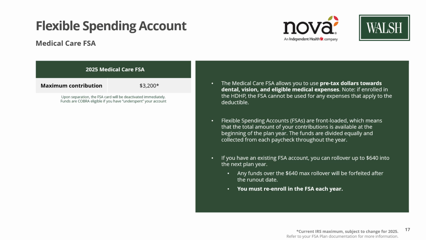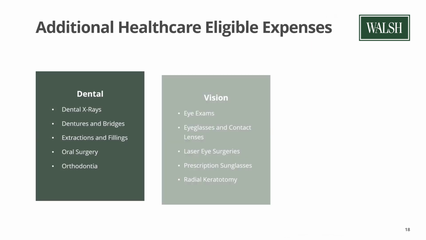The last thing I do want to mention, in the center of the page, the flexible spending accounts are front-loaded. What this means is that if you elect to have, say, $1,000 put into your FSA, on January 1st, that full $1,000 is going to be available to you to spend, but you're going to be reimbursing the account throughout the year through payroll deductions. Again, pre-tax dollars coming out, all of those dollars are available to you on day one.